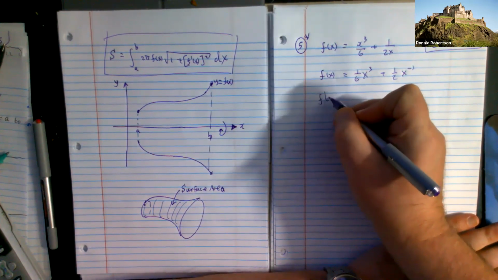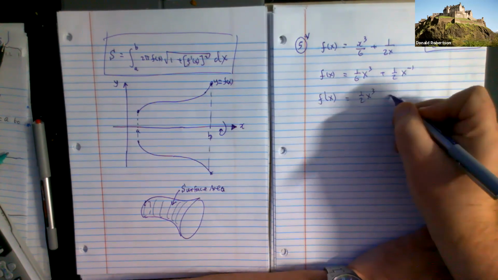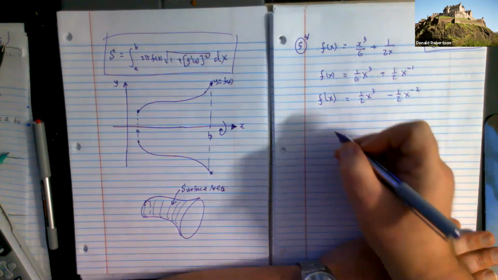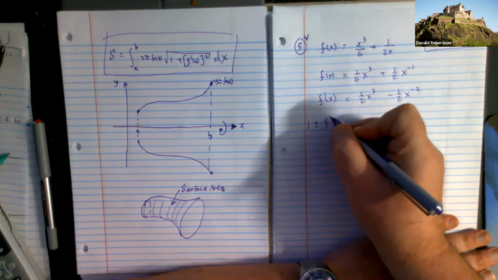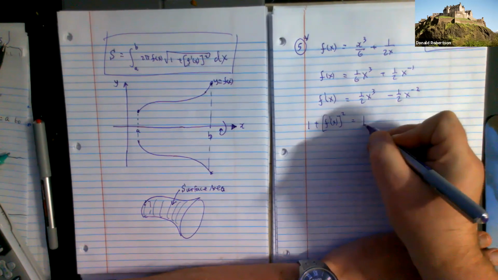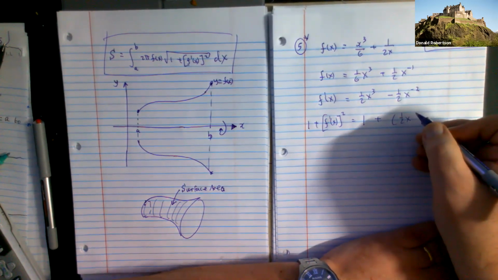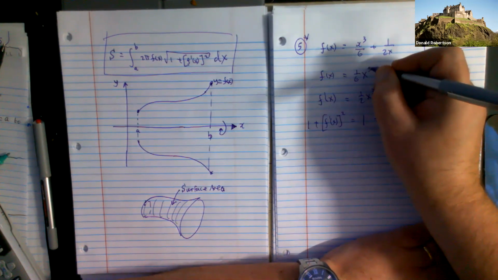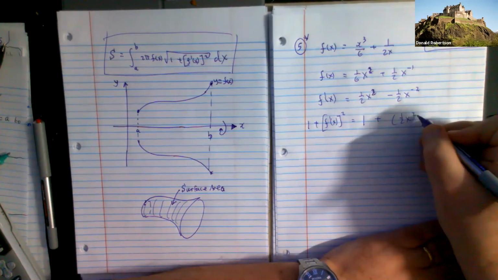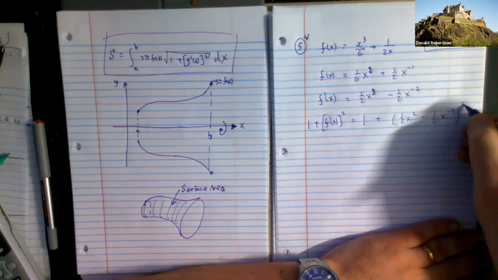Then I'm going to differentiate it, and I get 1/2 x cubed minus 1/2 x to the -2. And then I'm going to do 1 plus the derivative squared. And that's going to be 1 plus that guy, take away that guy, squared.